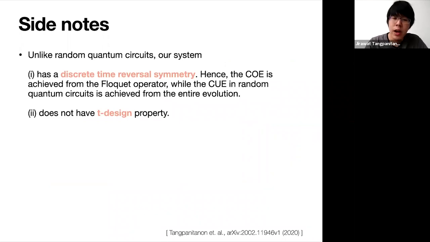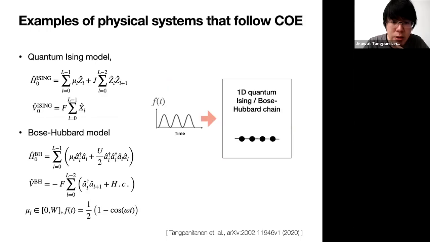And also, we don't have the t-design property. This is a property that tells you how uniformly distributed your unitary evolutions are. We don't have that, okay? But we have the same complexity.